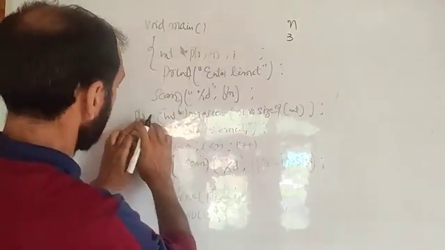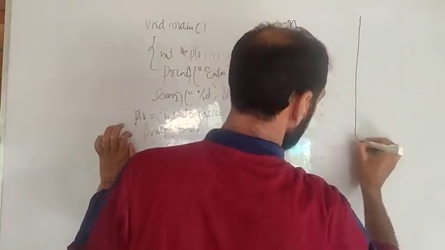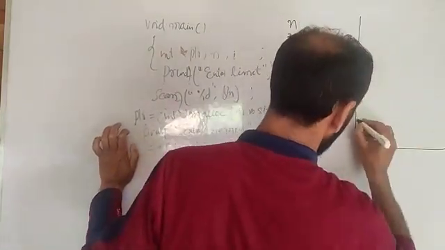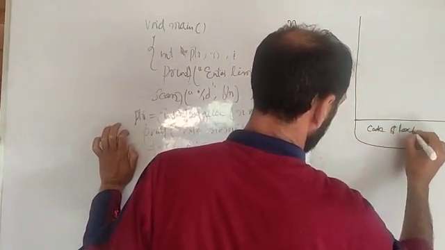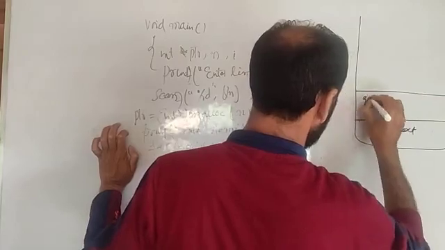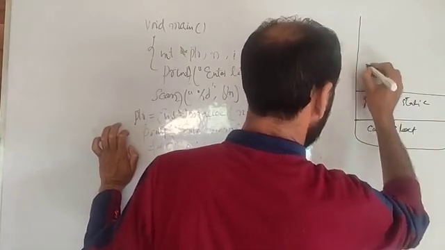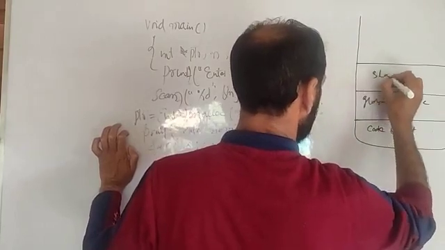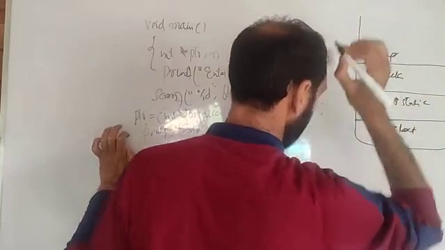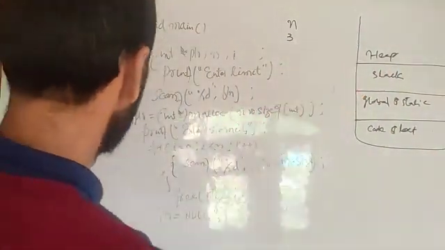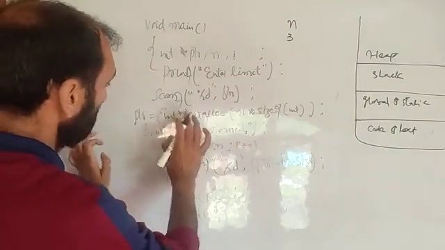Now, enter the limit. Limit is 3. So, for example, this is our heap portion. This is the memory. This is for code and text. This is for global and static variables. And this is for stack, and this is for heap. This is the layout of the memory.